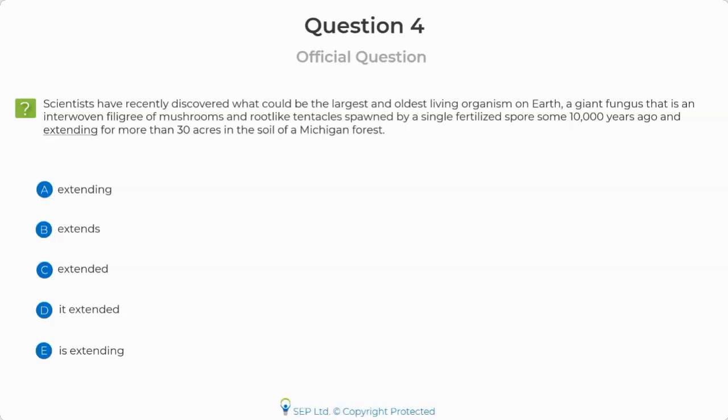Now, again, this question is very, very tricky. So pay very close attention, guys. This question involves both ED verbals and ING verbals. So pay very close attention. Here goes.